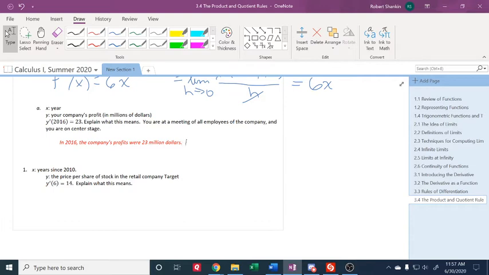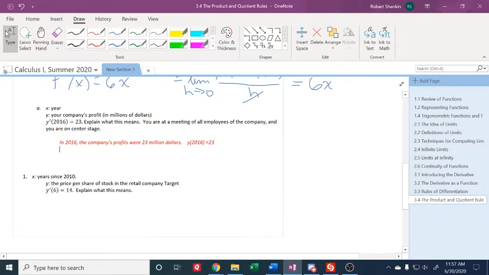But what this is, y of 2016 is 23. If it didn't have the prime, this would be the interpretation. But since it has a prime in it, it doesn't mean this anymore. It means something else.